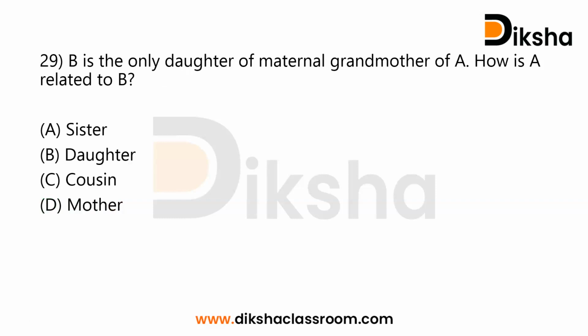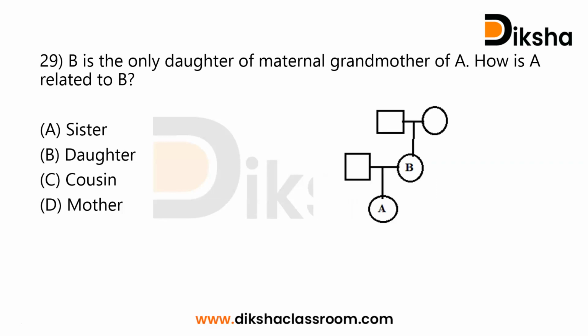So we are moving to the next question. The question is, B is the only daughter of the maternal grandmother of A. How is A related to B? That's the question. It seems to be a bit confusing, but this is an easy one. This can be solved only after drawing the family diagram. So this will be the diagram. Given B is the only daughter of the maternal grandmother of A.